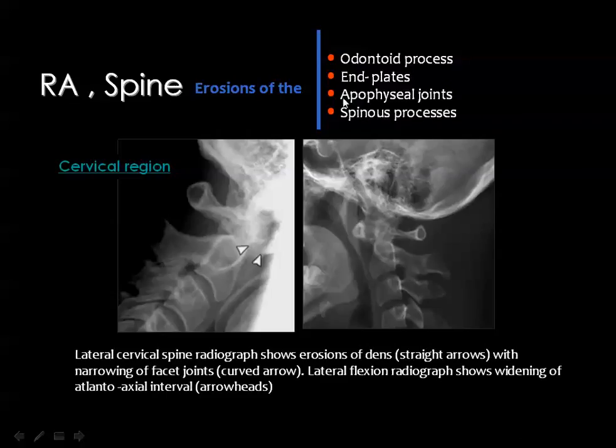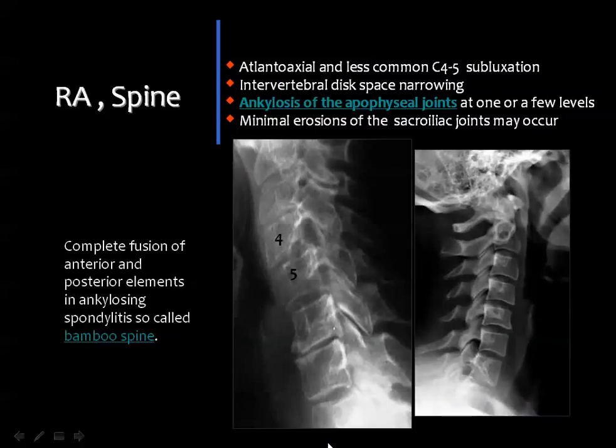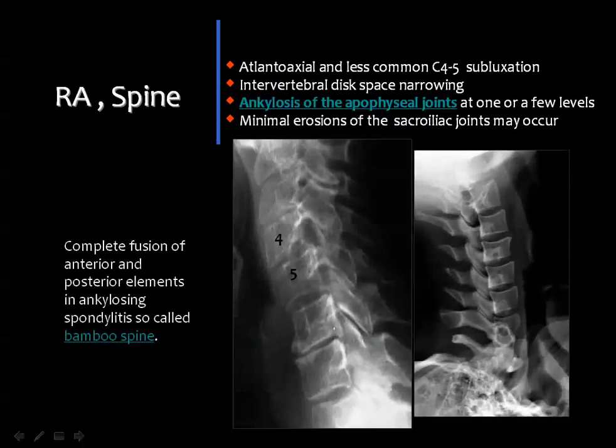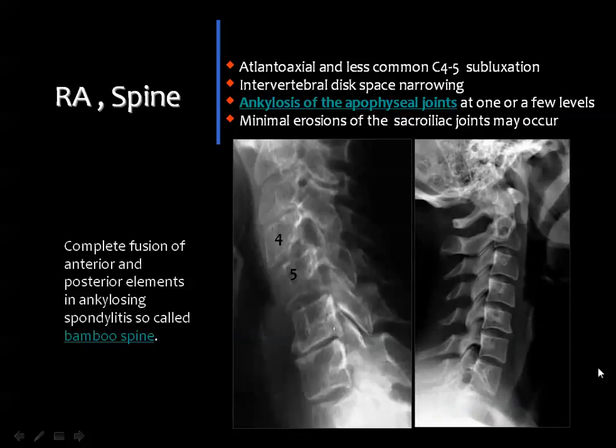Later on, you get affection of the facet joints and also the spinous processes, which may result in total occlusion of the facet joints in some advanced cases. Also, beside the affection of the atlantoaxial joint, there may be involvement of this disc space in particular, which is the C4-5 level, as you can see here with erosions and maybe subluxation.